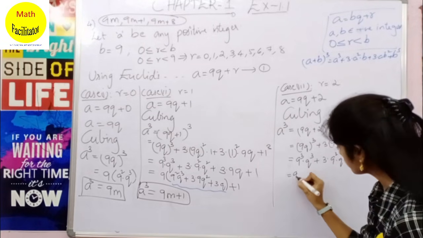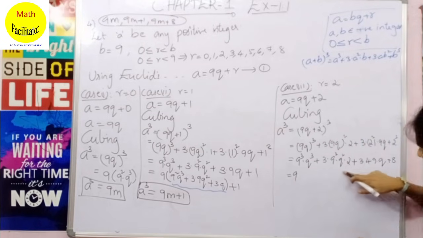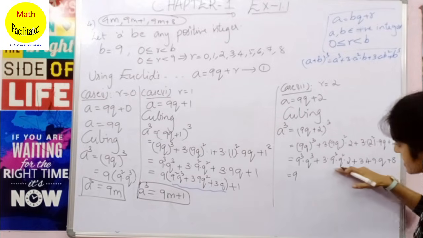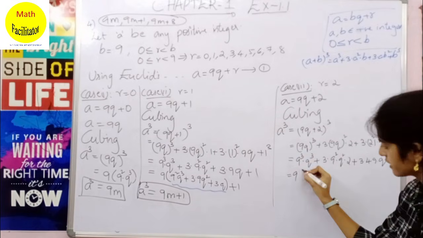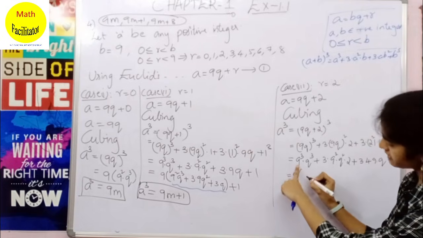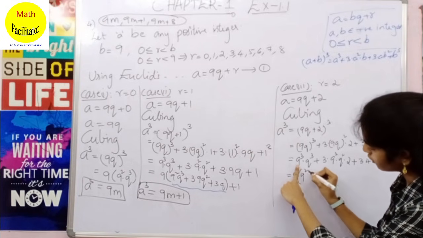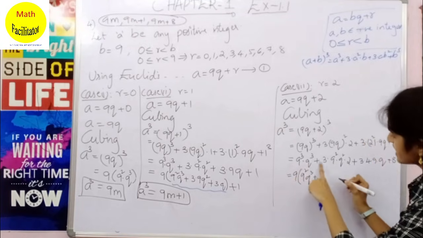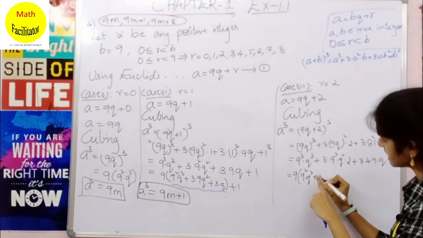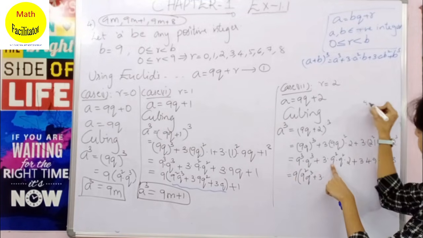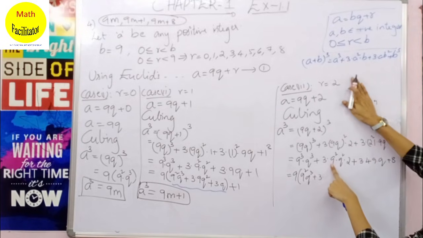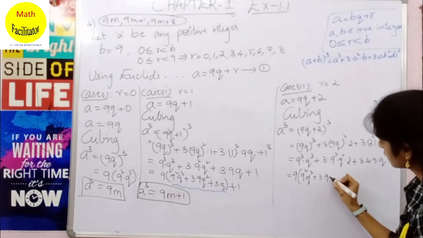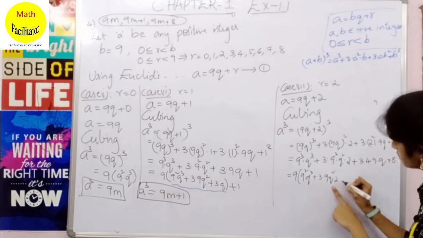Now from all these terms you can see you can take 9 common. Other than this last term, all these terms you can take 9 common. So taking 9 common, out of 9 cube you are taking 9 common, so you will have 9 square q cube. Plus here you will take 9 common, so you will have 3 multiplied by, out of 9 square, 9 into 9 you will take one 9 common, so you are left out with another 9. So 9 q square and you have 2.